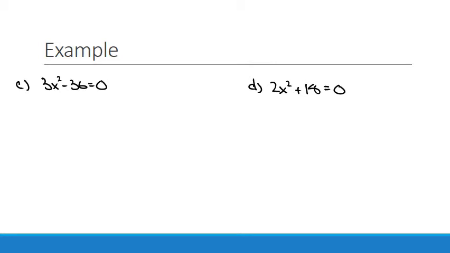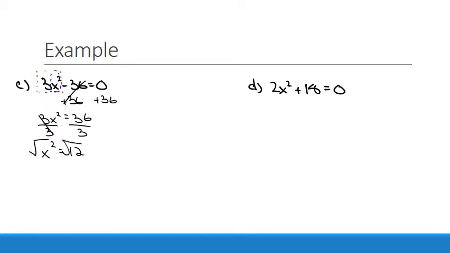C, 3x squared minus 36 equals 0. Again, I'll isolate my 3x squared to begin, but I'm really chasing just the x squared. So first move is to move that constant. So plus 36, plus 36. Now I have 3x squared equals 36. I want x squared by itself, and not 3x squared. So I divide by whatever's in front of the x squared, which is a 3 this time. So I get x squared equals 12.